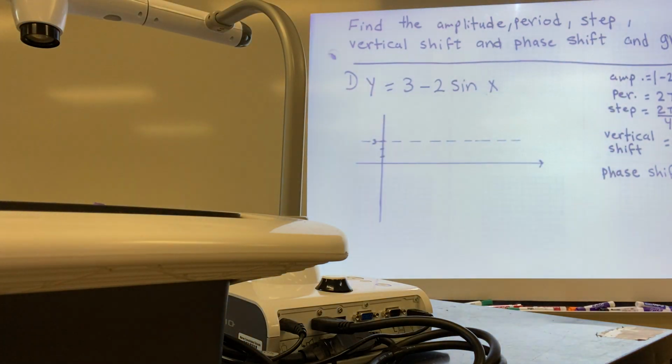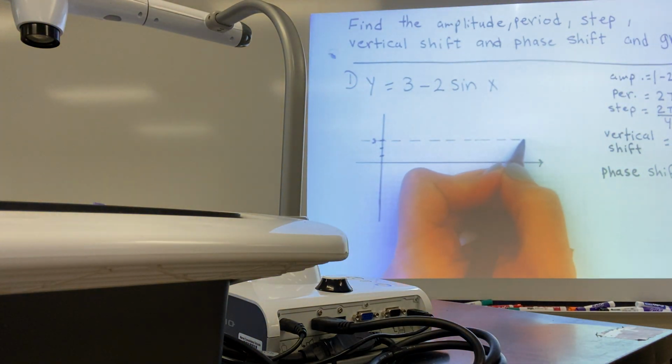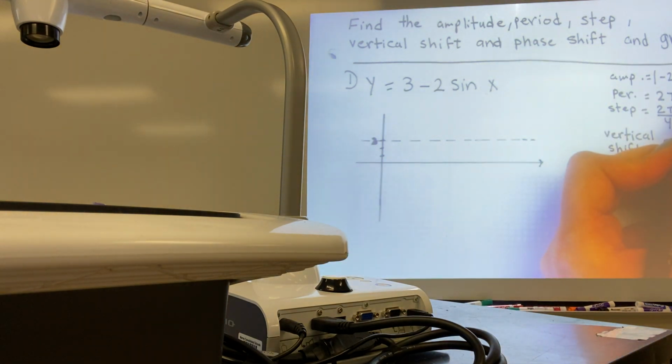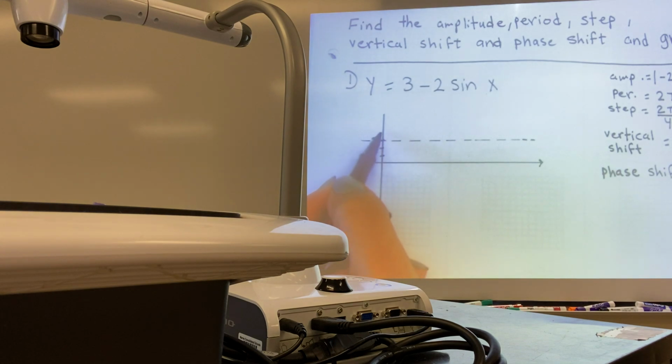Okay, there's my new x-axis at 3. Now when the amplitude is 2, the graph will go 2 units above the 3. So it will go 2 units up. That's 1, 2. That will be 5. And 2 units below the 3. So 3, 1 unit down is 2, another one is 1. Okay. So my graph will be between the 5 and 1, or between 1 and 5.